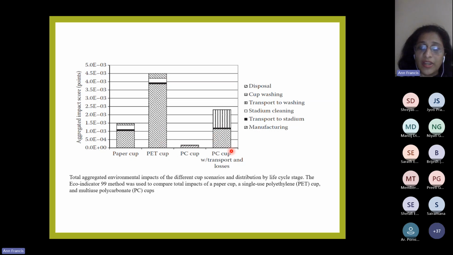Now, if you see the polycarbonate cup, the moment we account for losses, it means that instead of 150 uses, you're not getting that many uses because you lost a few polycarbonate cups in the process. You ended up buying more of them, and then you also have the transportation components. So it has quite a huge impact, even more than the paper cups.